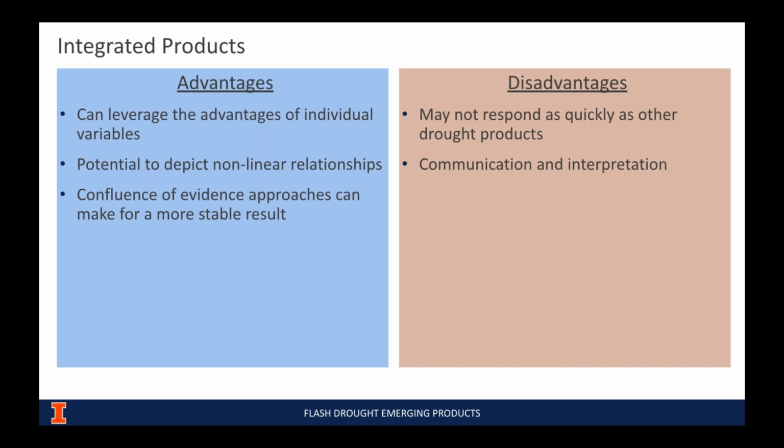The disadvantages of integrated products is that they may not respond as quickly as other drought products. We see that with the U.S. Drought Monitor. It's updated weekly and takes into account many longer term indicators that may not be as relevant for flash drought. And the communication and interpretation is complex as well. We're not just saying, okay, here's how much rain you're going to get next week. It's here's how this was depicted based off a machine learning algorithm or something like that. It may just make communication and interpretation a bit trickier with these.